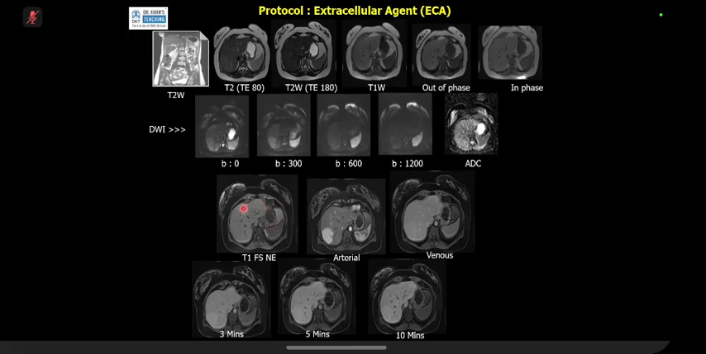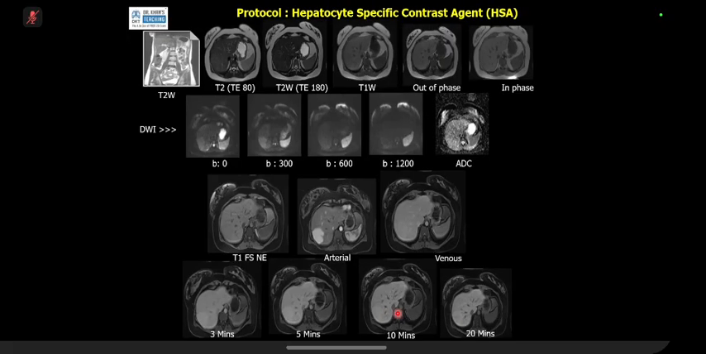Now, then we do fat saturated pre-contrast T1. We use an arterial auto injector, and then we do an arterial phase. We do a venous phase. And then a 3 minute delay, 5 minute delay, 10 minute delay, right? These are things you cannot do on a CT. You can do them, but you will give too much radiation.